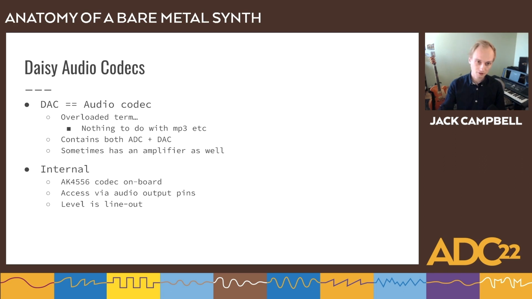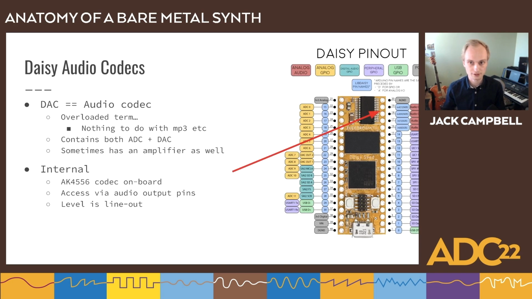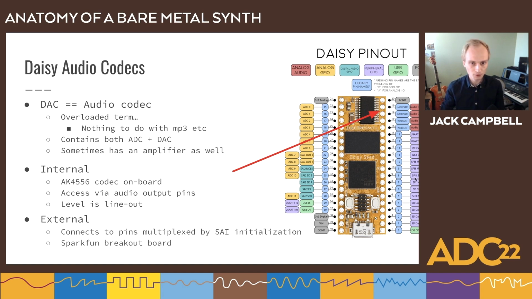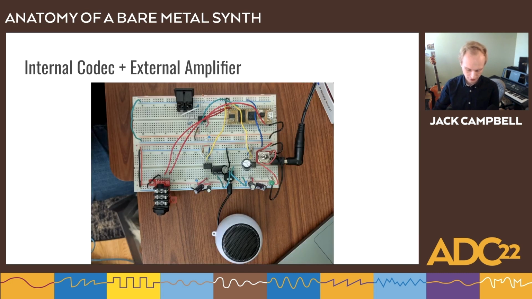Like I said earlier in the talk, there's an internal codec. At one point, it was the AK4556. I don't know if it still is, but that's where those two audio pins come out that the arrow is pointing to. Or you can multiplex and set up the digital pins there to connect to your own codec.